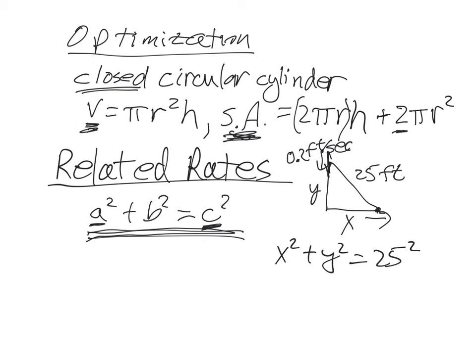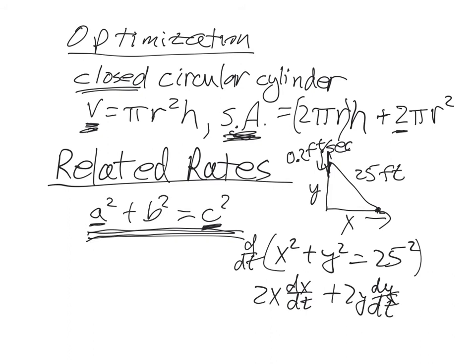Related rates, take the derivative with respect to t, and we'd have 2x dx by dt, 2y dy by dt, and what's our derivative of 25 squared? Okay, 0. That's a constant, so derivative of constant. Now, what does the 0.2 feet per second represent? Okay, dy dt. Right, that's changing in the y. And what else do we need to think about here?